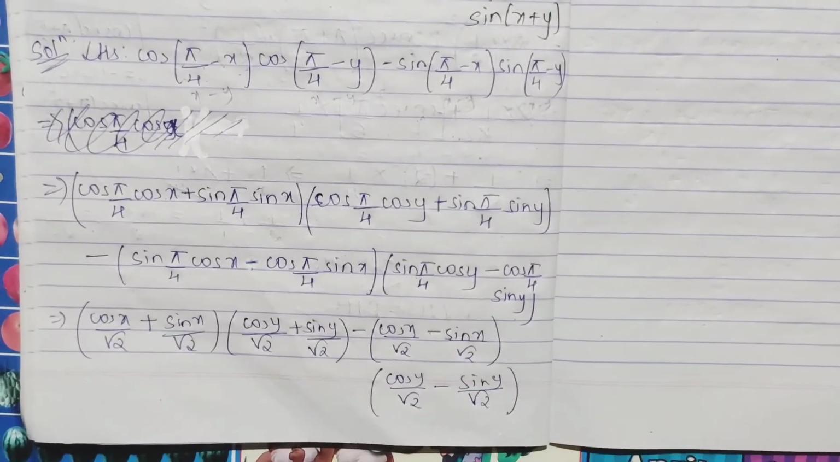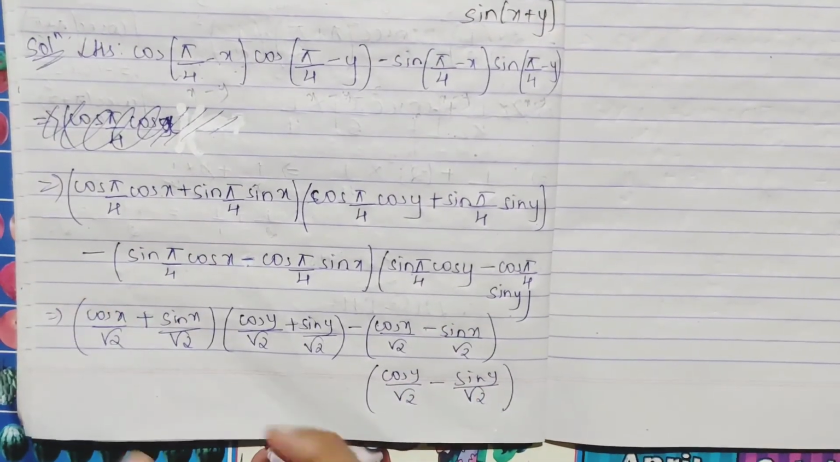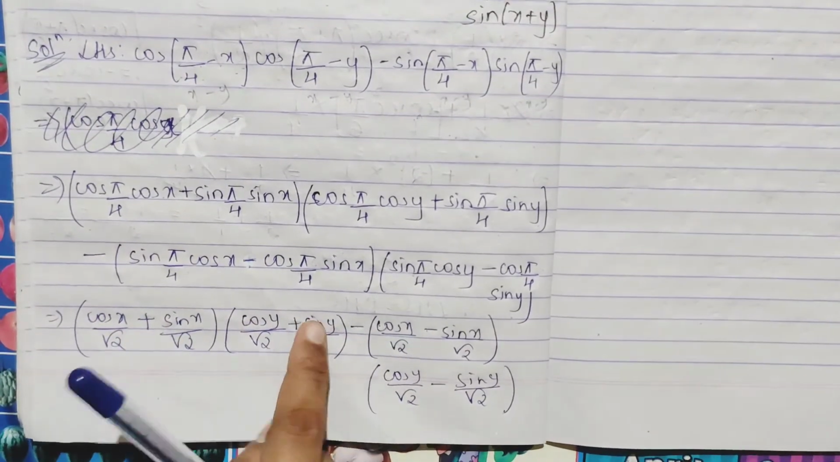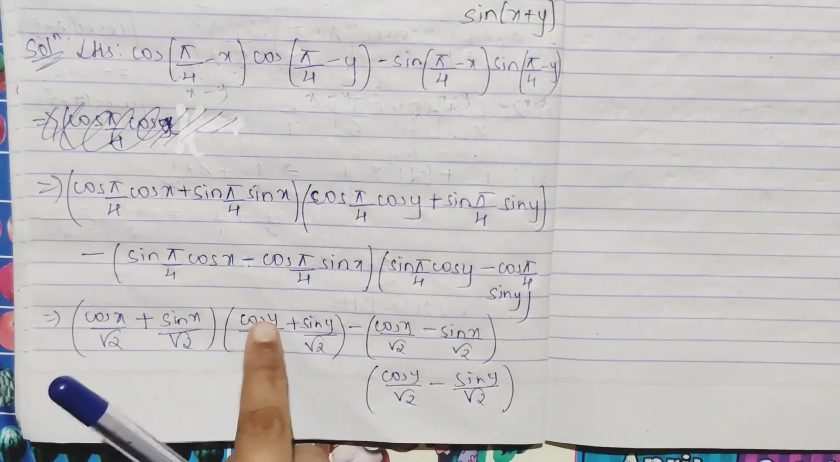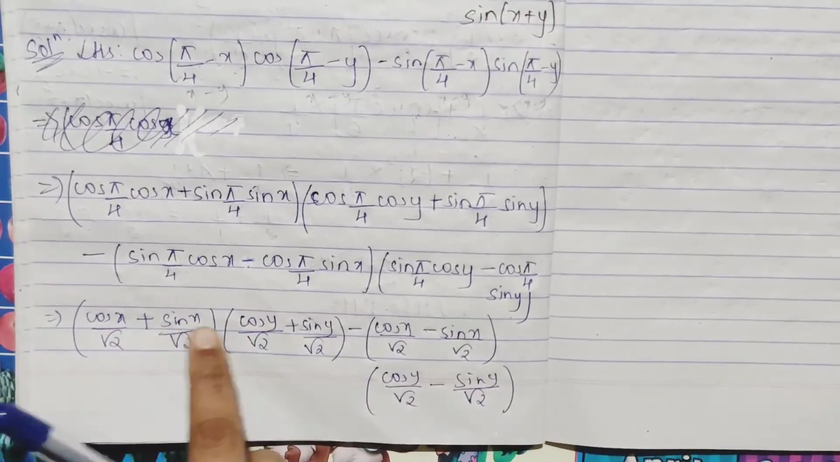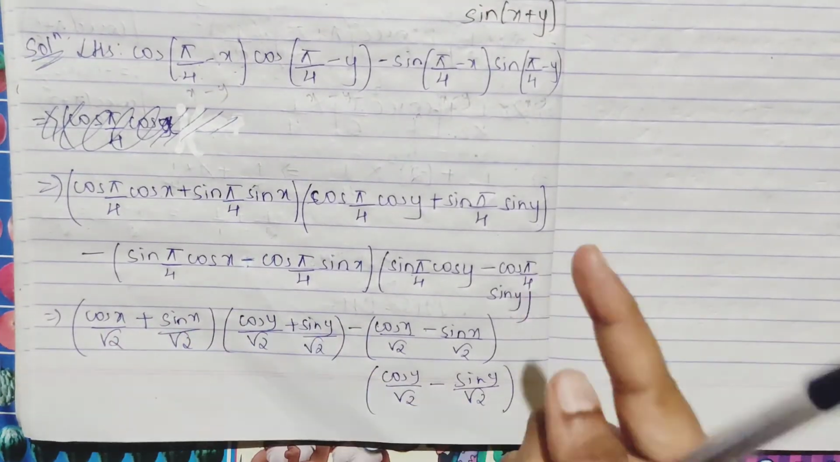See, after coming to this point, what can I do? Root 2 is common in everything, so I can take 1 by root 2 common. Now here you have cos x plus sin x into cos y plus sin y. So multiplication: cos x into cos y plus cos x into sin y plus sin x into cos y plus sin x into sin y. That step I am not writing, directly I am writing the multiplication.